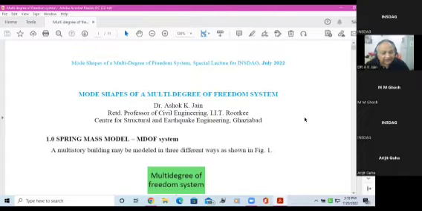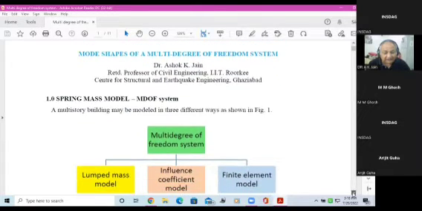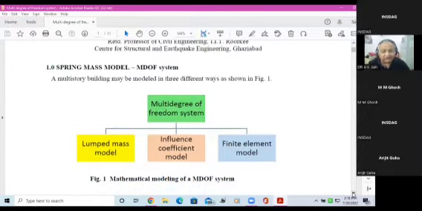So in a multi-degree freedom system, that means any multi-story building is classified as a multi-degree freedom system. It has a number of degrees of freedom. That's why it's called a multi-degree freedom system. Now, the mathematical modeling of a multi-degree freedom system can be done in three ways: using a lumped mass model, using an influence coefficient model, and using a finite element model.